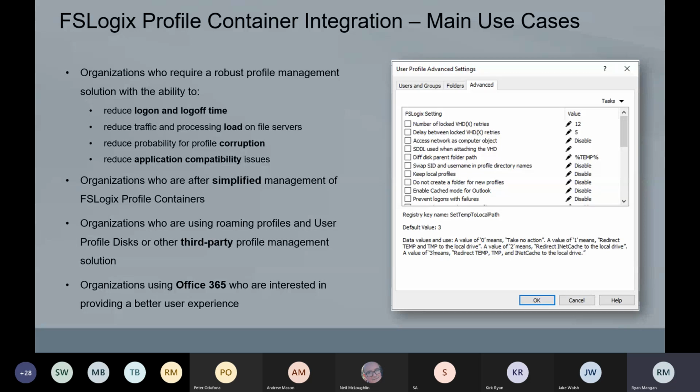And then just diving into a little bit more detail here, we've got the advanced settings for that. So as you can see, number of lock retries, delay between, all of that kind of stuff, enable cached mode for Outlook. All of this is rammed into this nice simple UI for you to just click and play rather than plug and play.